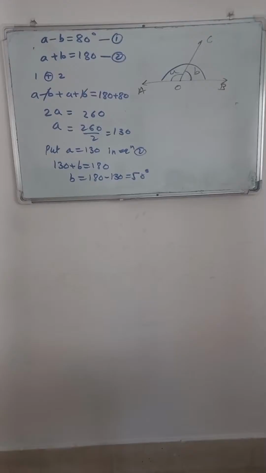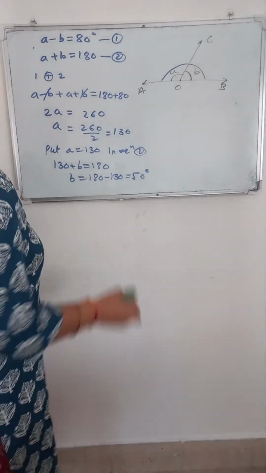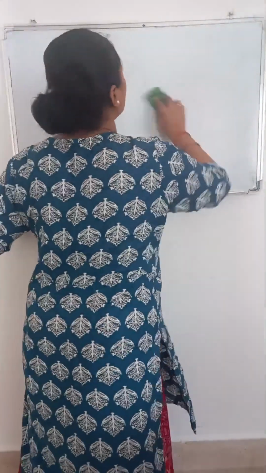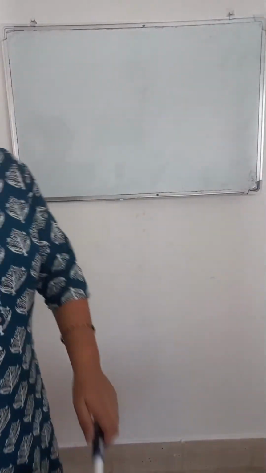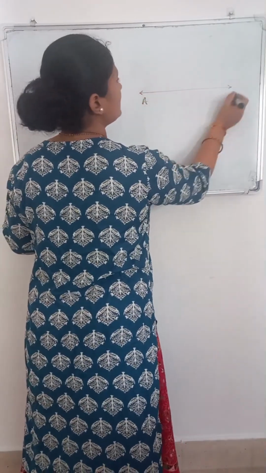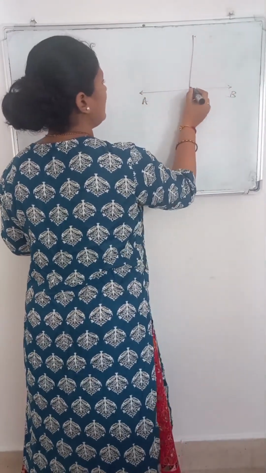Okay, I'll repeat. In the figure, PO is perpendicular to AB. If x is to y is to z is equal to 1 is to 3 is to 5, find the degree measure of x, y and z. Okay, and the diagram is given. I will draw the diagram. This is AB, this is a straight line.